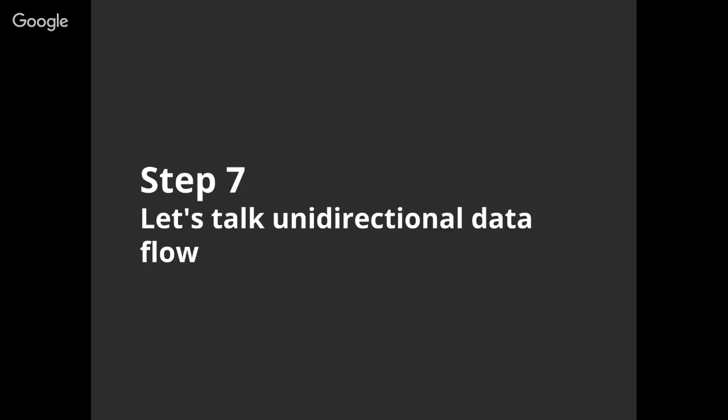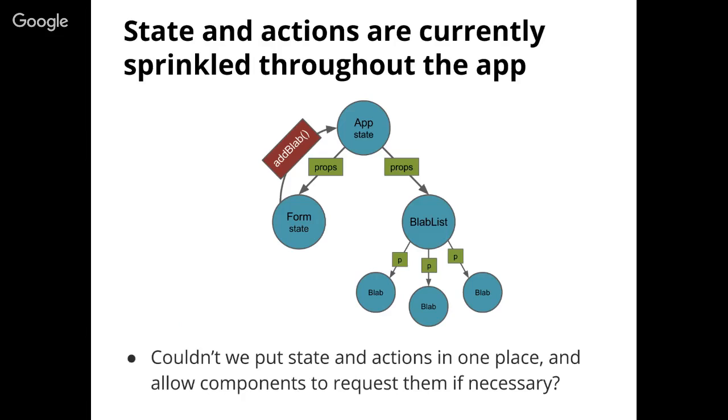Let's talk about unidirectional dataflow. So again, this is more of a graphical version of what I was just talking about, where this is the way our structure currently works. We've got our app, which passes props down to form and blab. Blab list passes props down to its components. Form calls a function, add blab, which comes from the props, which causes the app to update. So a little bit of direction there.